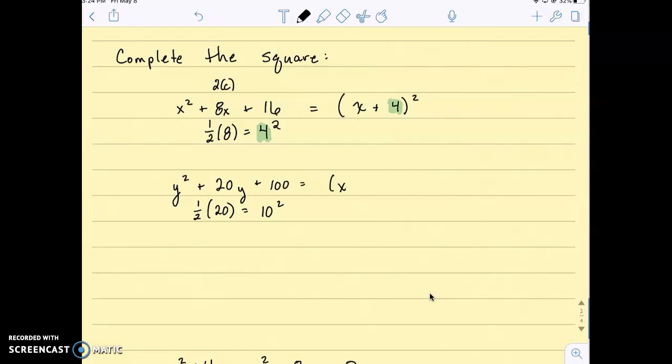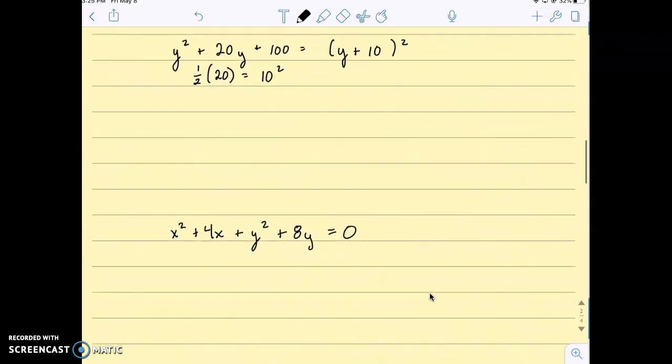That gives me y plus, now what number do I put into my parentheses? What number do I put into my parentheses? Do I put in 20, 10, or 100? 10 is correct, not because it's the smallest value, but because it's half of the linear term.